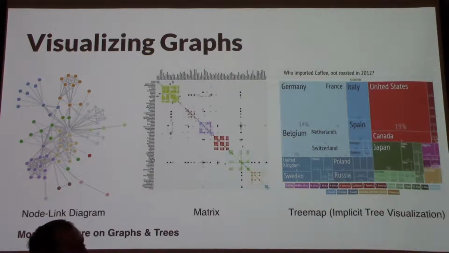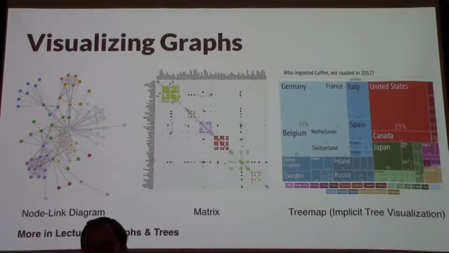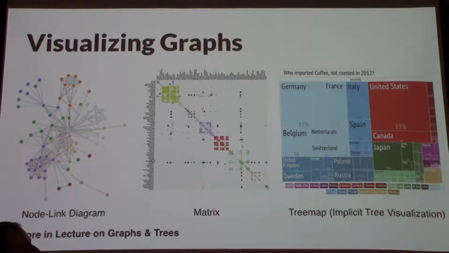These are very efficient for seeing attributes. For example, if you want to see which files on your hard drive are taking up the most space, this is a very efficient visualization technique. I used it, for example, to clean up my drive. And we'll talk more about it in the graph and tree lecture.